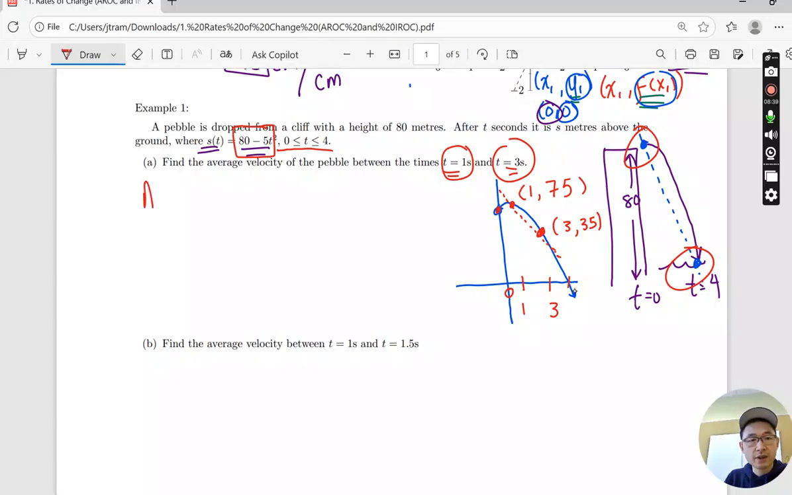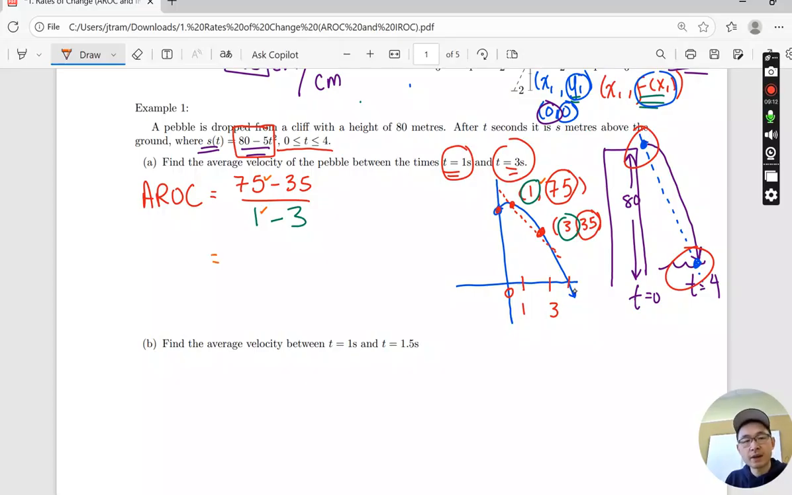So our average rate of change here is simply y2 minus y1, 75 minus 35, divided by x2 minus x1, 1 minus 3. And yes, the order matters. So 75 minus 35, since I started with 75 up top, and just start with 1 underneath. You can reverse it and go 35 minus 75 and 3 minus 1. That's fine as well.